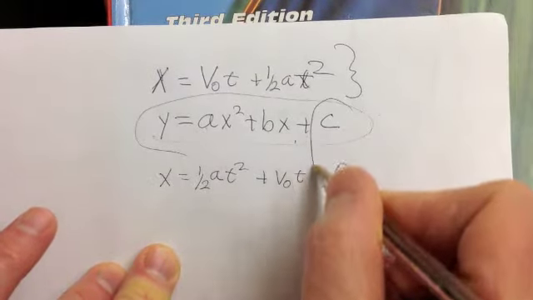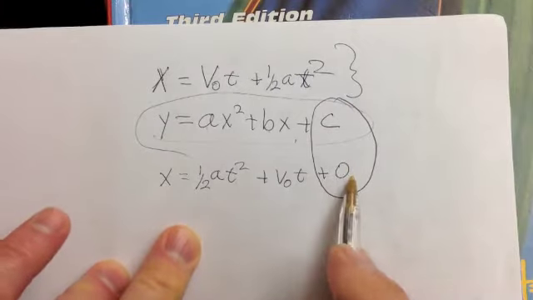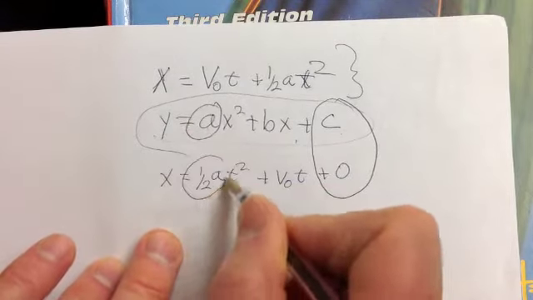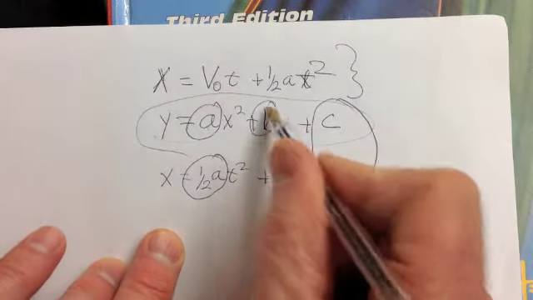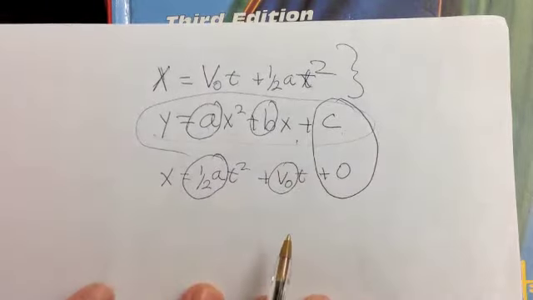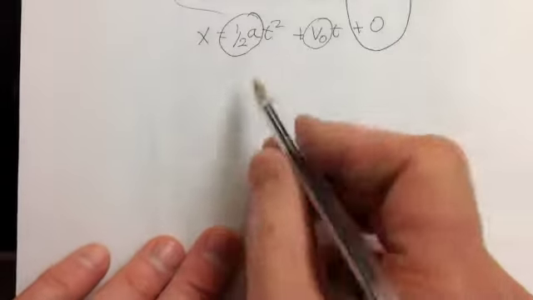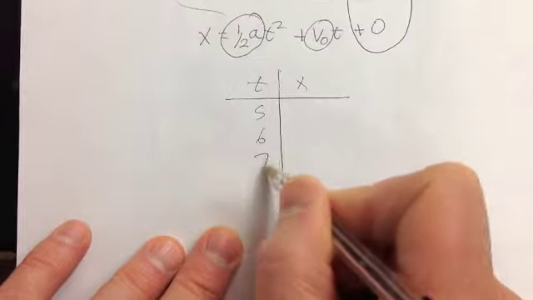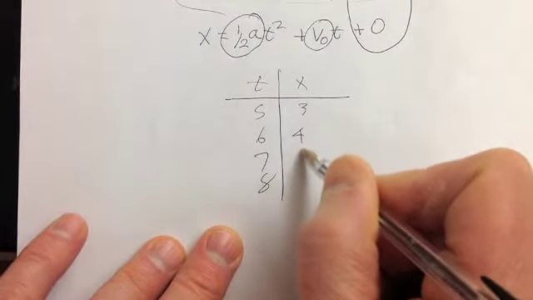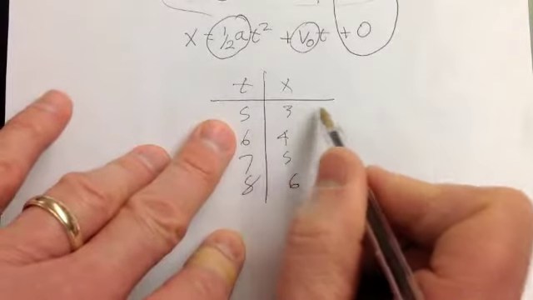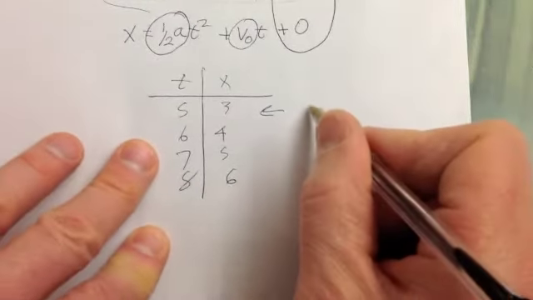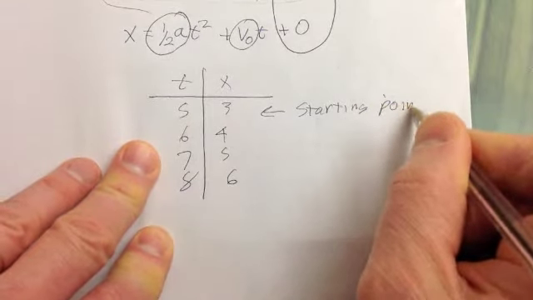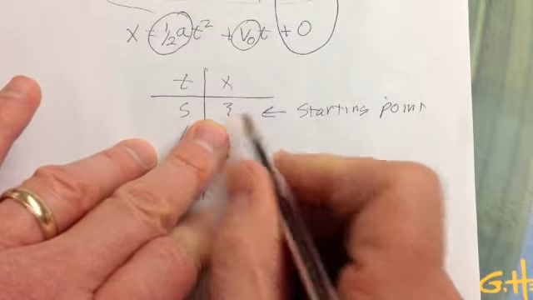So that means we need the C to be 0. If we can make the C 0, then the number in front of the x squared will be half our acceleration, and the number in front of the x will be our initial velocity, or the Mosel velocity in this case. So if I have this kind of data, with t as 5, 6, 7, 8 and x as 3, 4, 5, 6, I can say this is my starting point. If I make that my starting point and say this position is 0, then that will make C 0.